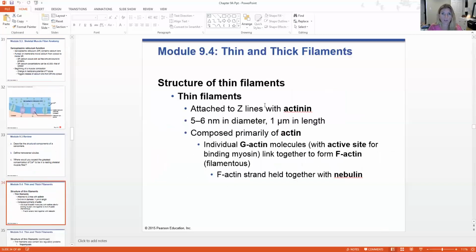Let's go back to the structure of our sarcomere and talk about these thin filaments. So we're trying to paint a picture, right? We kind of got this idea here, we got this idea here, we got this idea here.